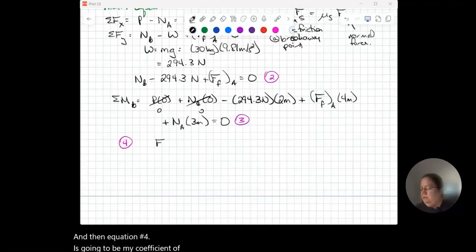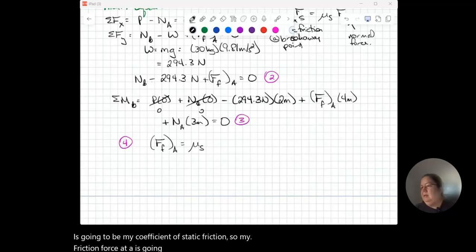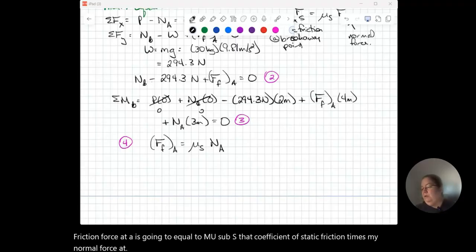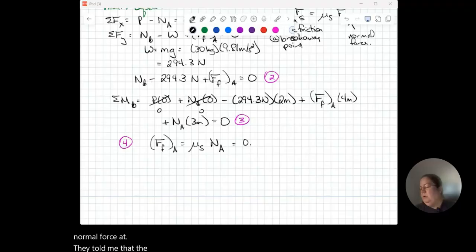So my friction force at A is going to equal mu sub S, that coefficient of static friction, times my normal force at A. Well, they told me that the coefficient of static friction was 0.2, times my normal force at A. So that ends up being my fourth equation.